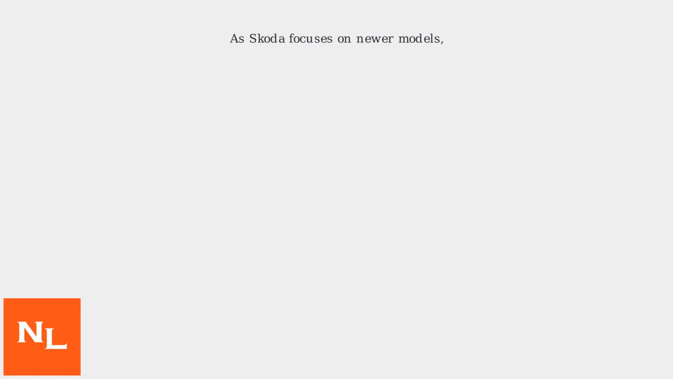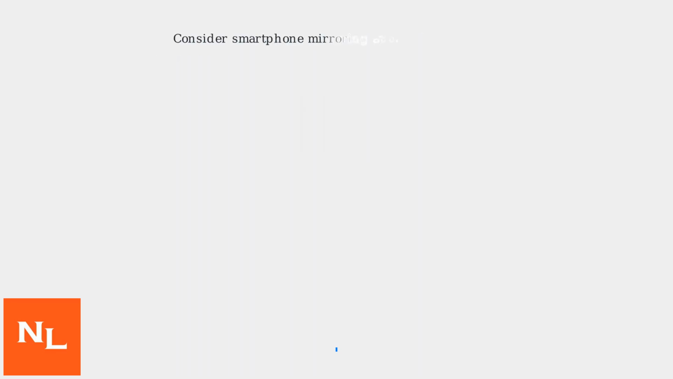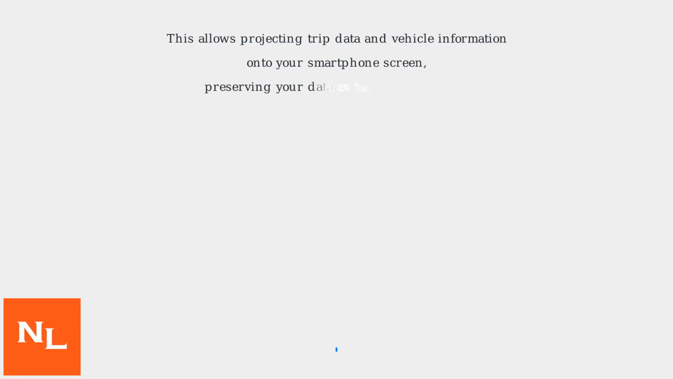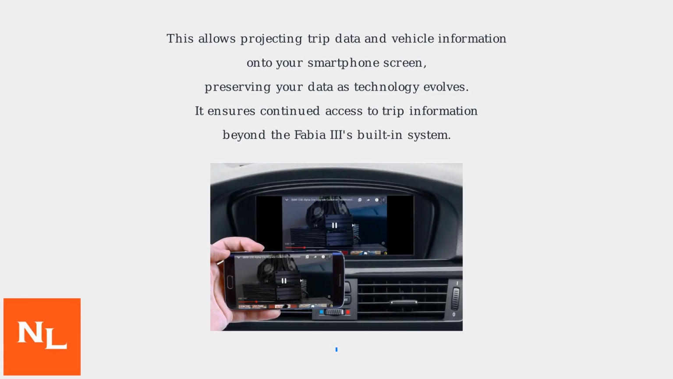As Skoda focuses on newer models, the Fabia 3's built-in trip data system may become outdated. Consider smartphone mirroring apps like Torque Pro to integrate trip data with mobile analytics. This allows projecting trip data and vehicle information onto your smartphone screen, preserving your data as technology evolves. It ensures continued access to trip information beyond the Fabia 3's built-in system.